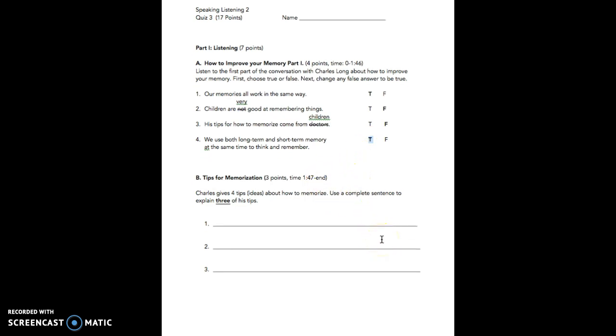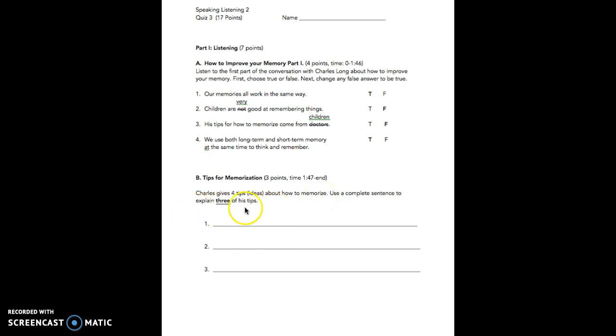All right, let's look at the second part. So the second part starts a little bit later. So let's listen to tips about how to memorize.